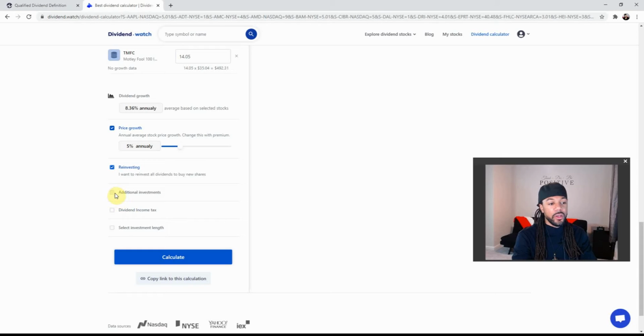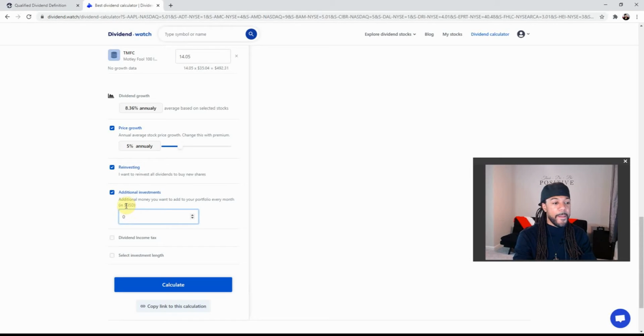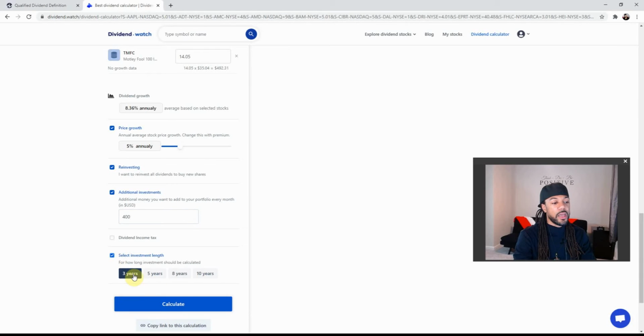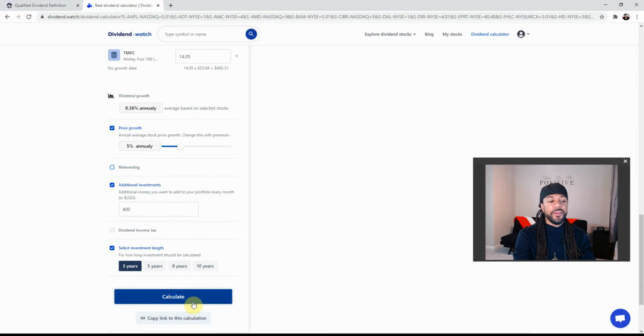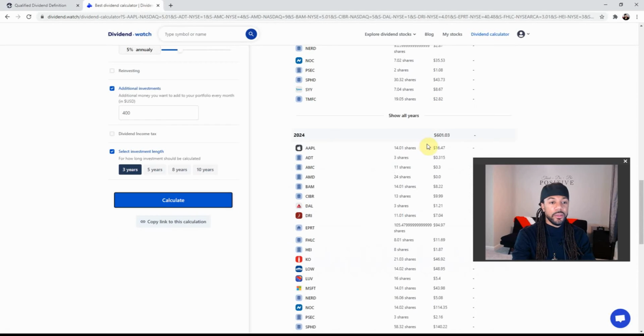So you can add additional investments. So if you want to say you're going to add, I said $100 a week for me, so I'm going to add $400 a month to my portfolio. Dividend income tax, we're not going to mess with that yet. And then select time frame, 3 years. So it's about to show you my dividend income over 3 years if I keep it how it is and I reinvest. No, first let's see if I don't reinvest anything. So in 3 years, 2024, I will get $601 a year in income from my dividends. $601 if I don't reinvest.